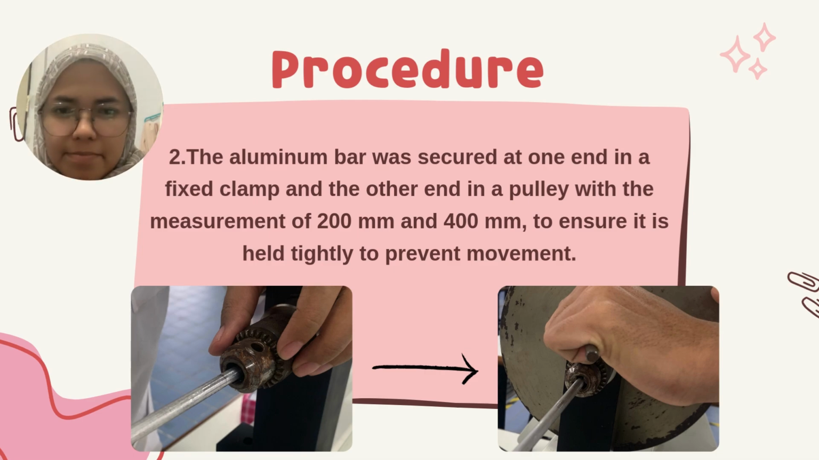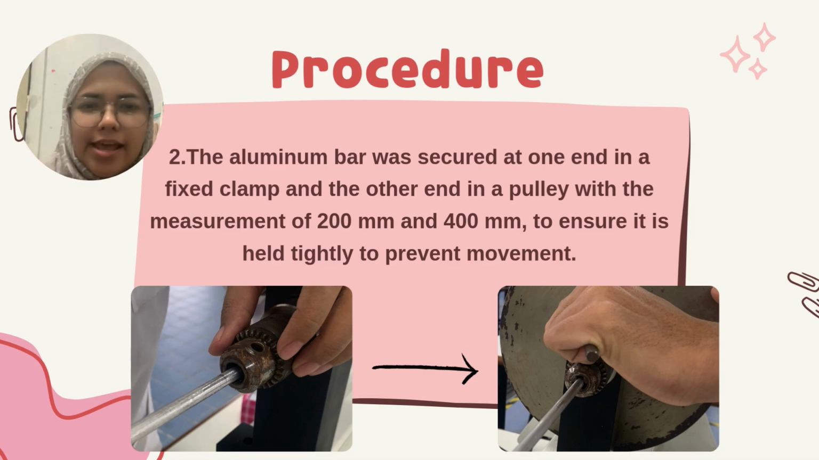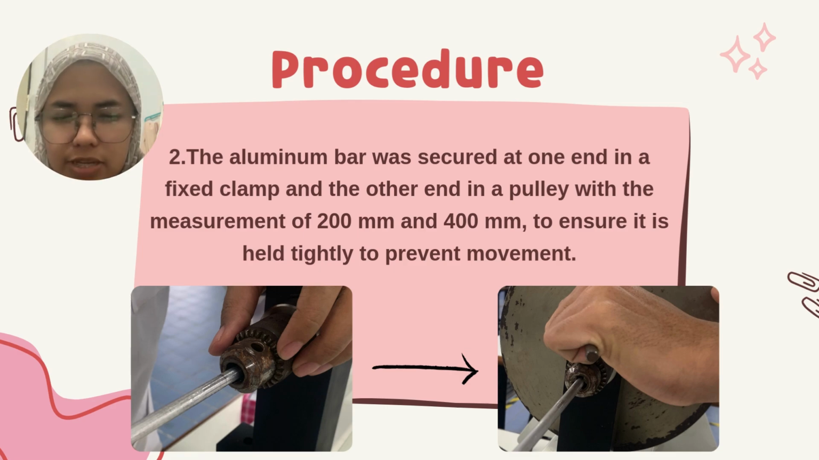For the second step, the aluminium bar was secured at one end in a fixed clamp and the other end in a pulley with the measurement of 200 mm and 400 mm to ensure it is held tightly to prevent movement. So you can tighten the fixed clamp with the screw given in the lab.